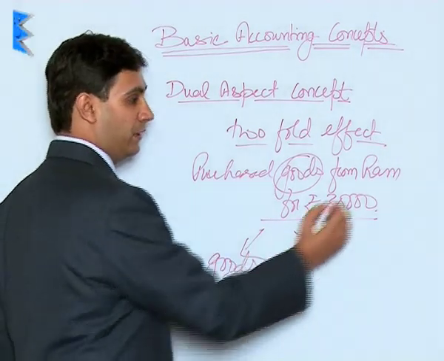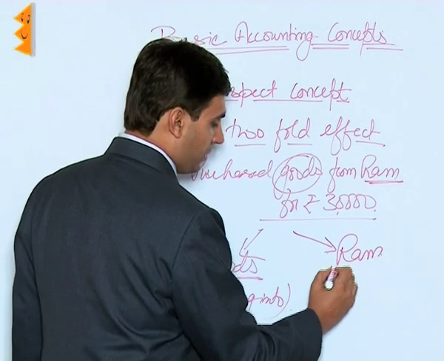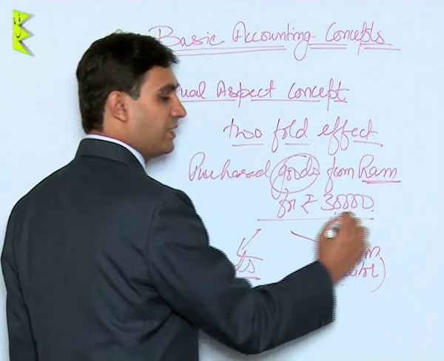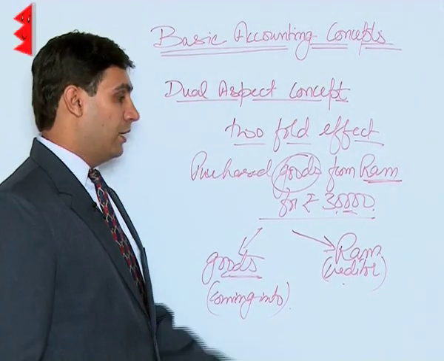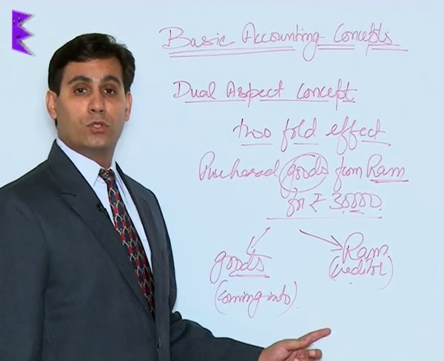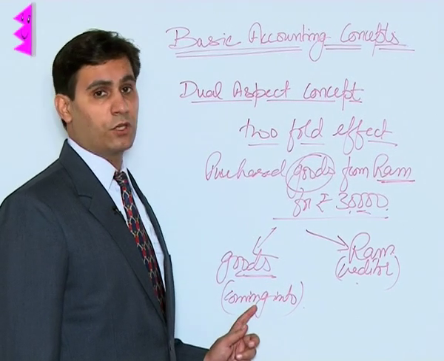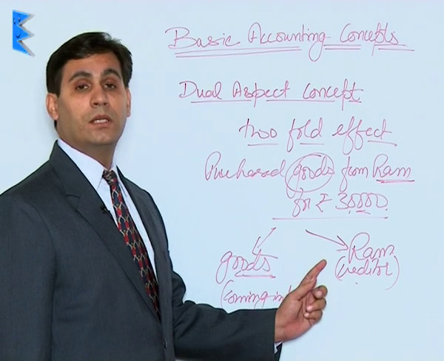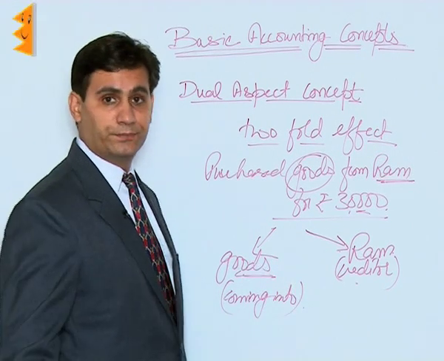And the other one being Ram. Ram becomes a creditor to the extent of rupees 30,000. Since the payment has not been made, Ram becomes a creditor to the extent of 30,000. So the two effects are, the goods are coming into the business, so there is a corresponding increase in the value of goods, and Ram becomes a creditor to the extent of 30,000.